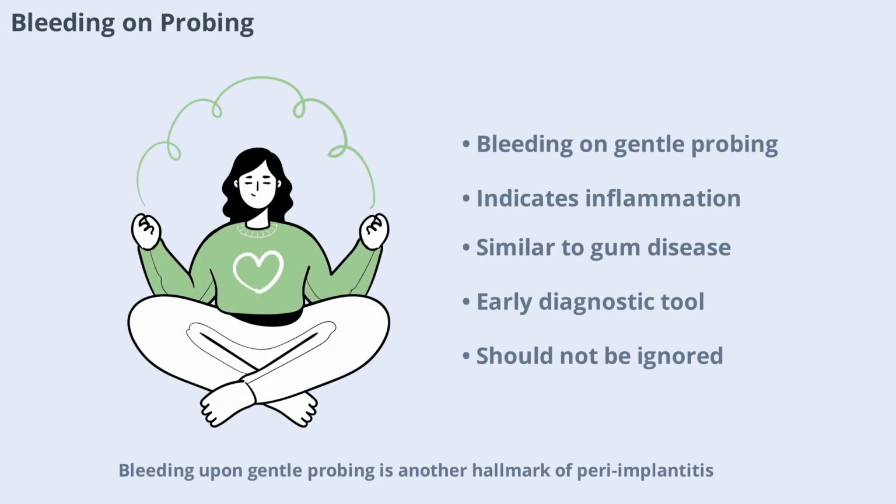Bleeding upon gentle probing is another hallmark of peri-implantitis. When a dental professional gently probes the tissues around the implant, bleeding indicates inflammation and possible infection. This sign is similar to what is seen in gum disease around natural teeth. Bleeding on probing is a reliable and easily observed clinical feature, making it a valuable tool for early diagnosis. Patients should not ignore bleeding gums, especially around implants, as it may signal the onset of peri-implantitis.